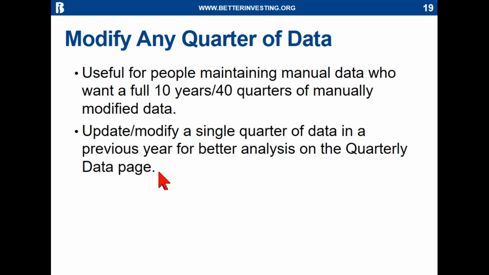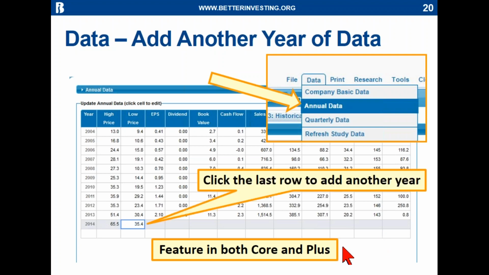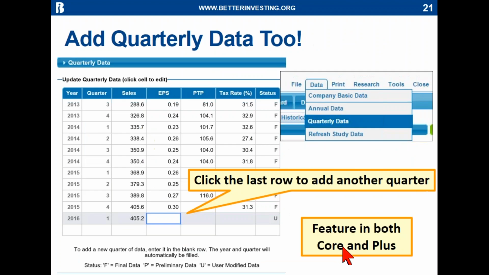So that's a new function. And while we're here talking about data, let's go back to how you can modify data. You can add another year or another quarter. You go to the data tab, the data menu option, and you can pick annual or quarterly, and then you click on the last row to add another year in the case of annual data. You click on the last row to add another quarter in the case of quarterly data.